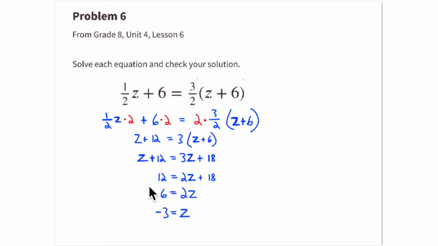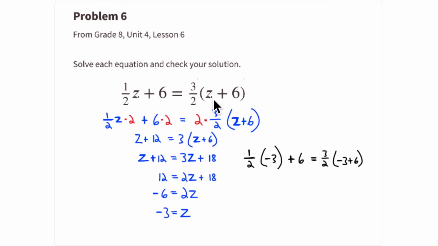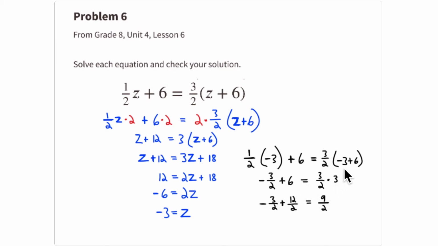So you take the negative 3, replace z up here with that negative 3. 1/2 times negative 3 plus 6 equals 3/2 times negative 3 plus 6. So this is negative 3/2 plus 6, and this is 3/2 times 3. 6 plus negative 3 is 3. So now I have a negative 3/2 plus 6 and a 3/2 times 3. Well, 3/2 times 3 is 9/2. And I chose to make this 6 12 halves, so I could add it to the negative 3 halves.